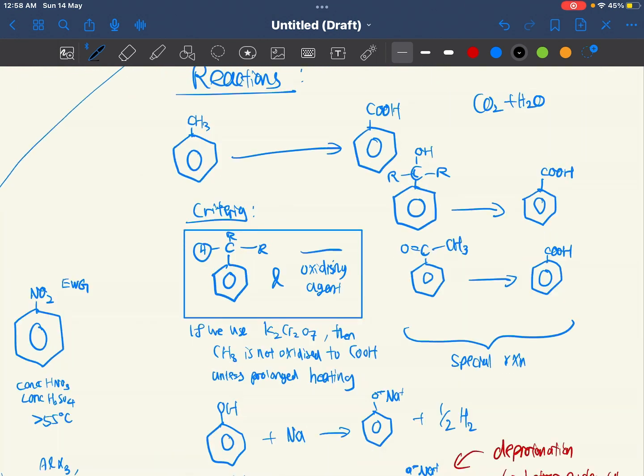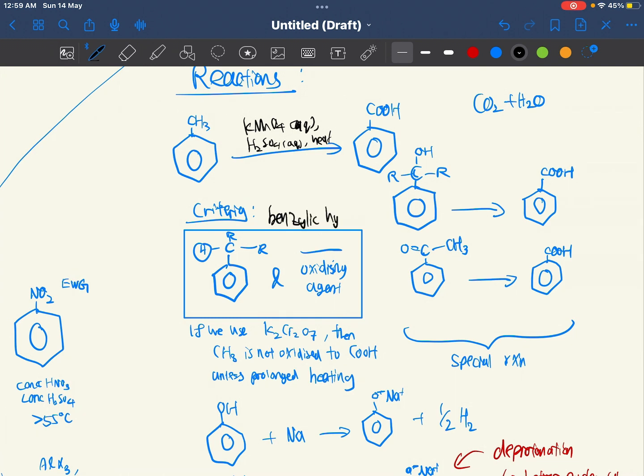Alright. So first on this is how we convert a methylbenzene to a benzoic acid. This is a strong oxidation, and thus we can only use KMnO4 aqueous, sulfuric acid, and heat. Now the condition to convert a methylbenzene to a benzoic acid is actually very unique here. The criteria is that we must have a benzylic hydrogen.